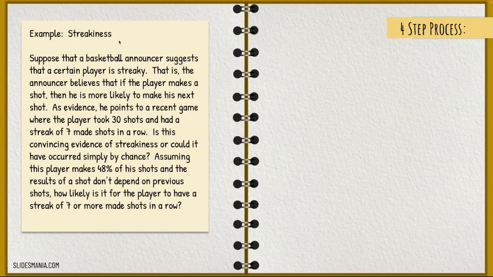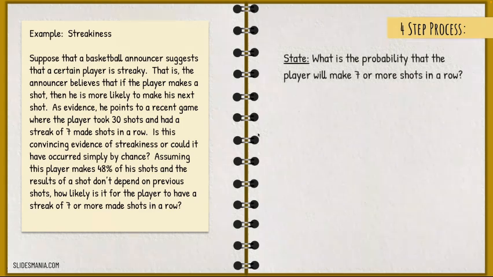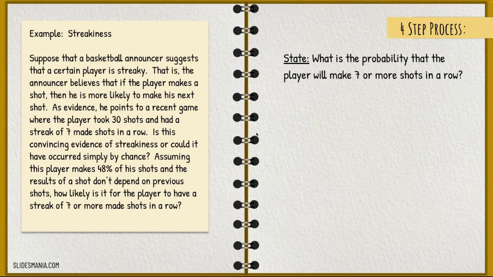Assuming this player makes 48% of his shots and the result of a shot doesn't depend on the previous shot, how likely is it for the player to have a streak of 7 or more shots in a row? So we want to do a simulation for this. Okay, so we're going to list out each of these 4 steps. So step 1, state. What is the probability that the player will make 7 or more shots in a row?